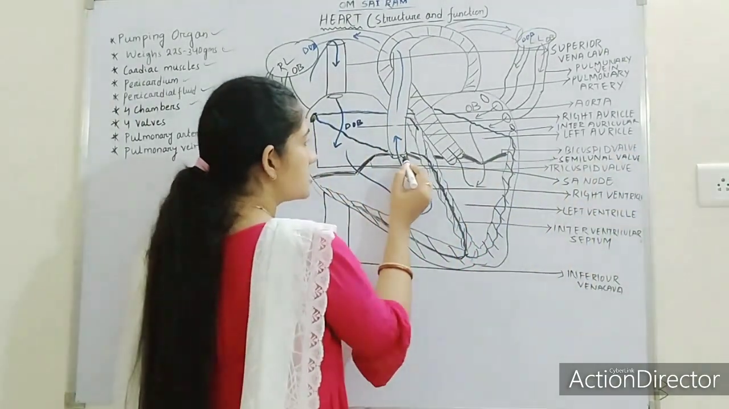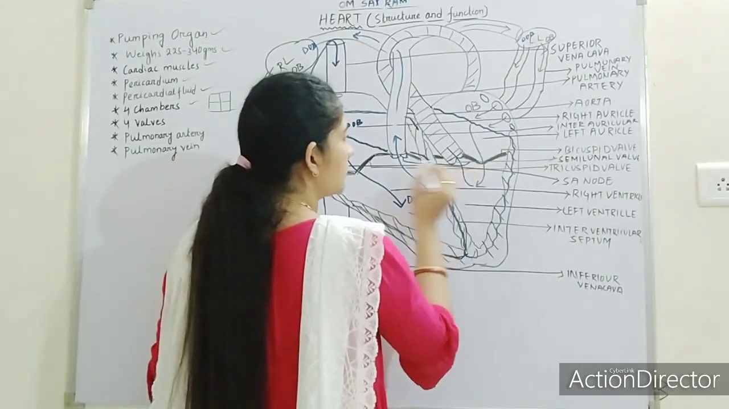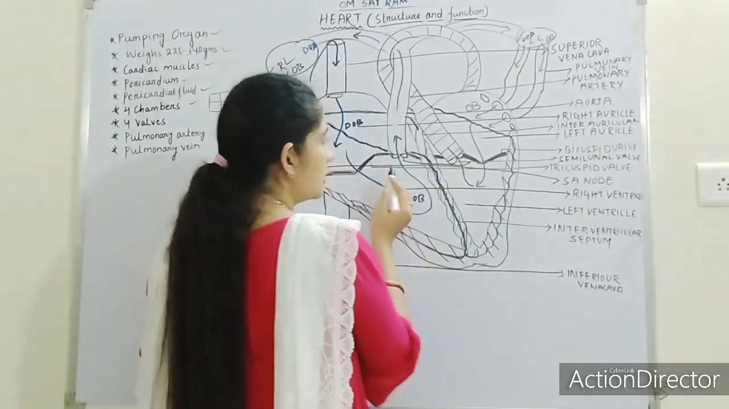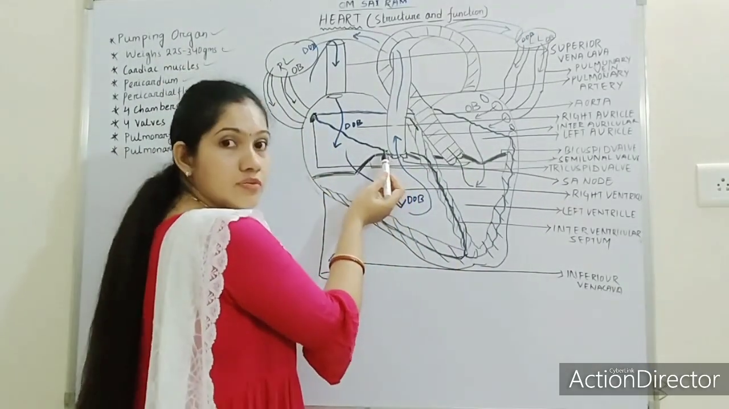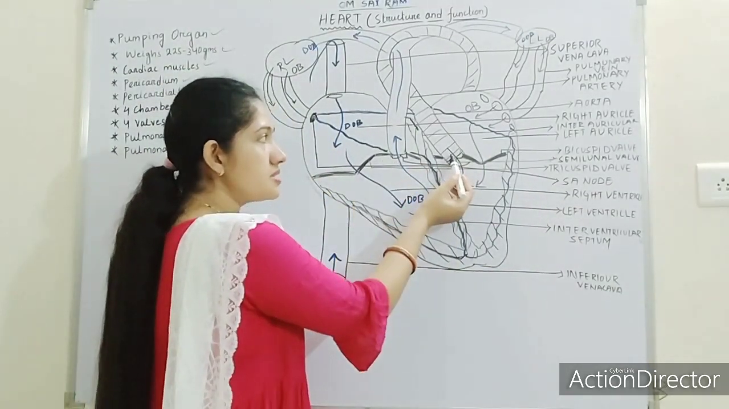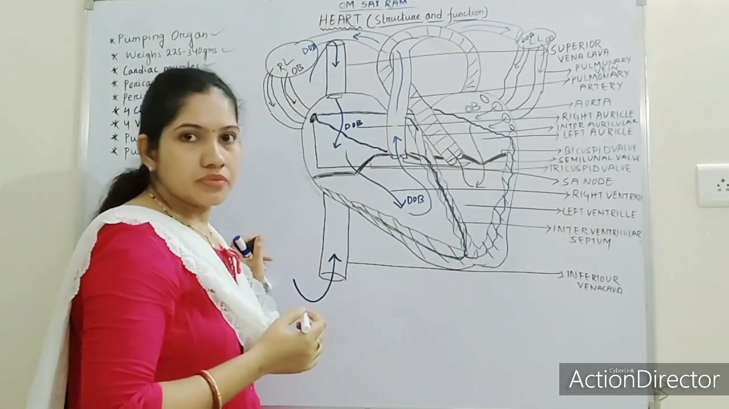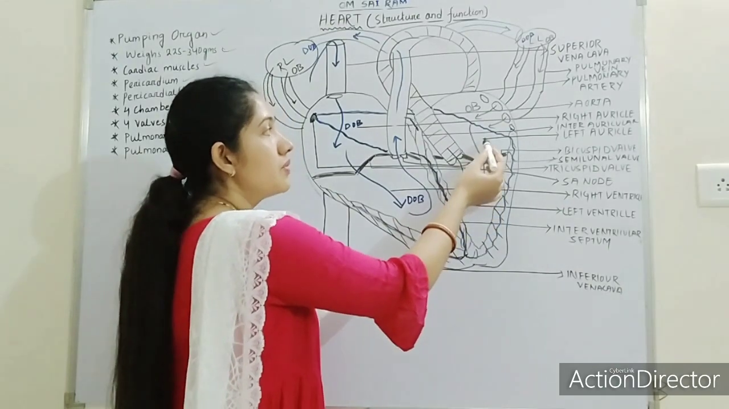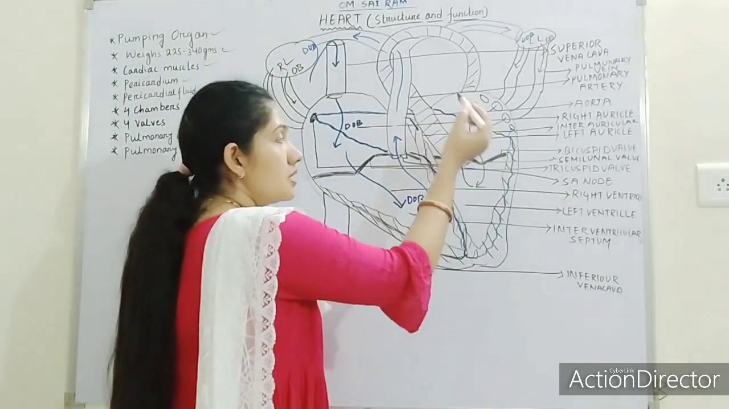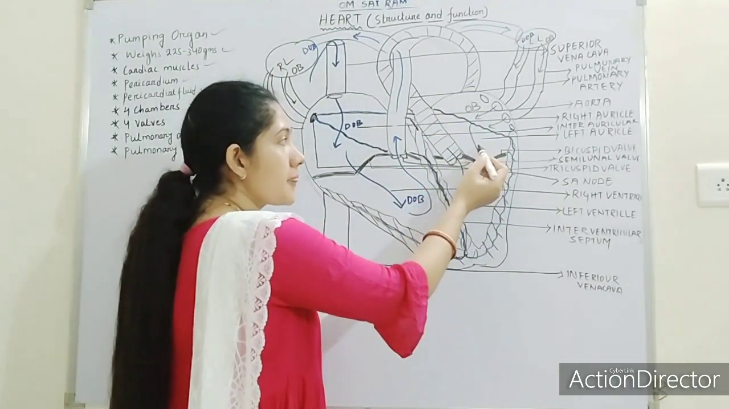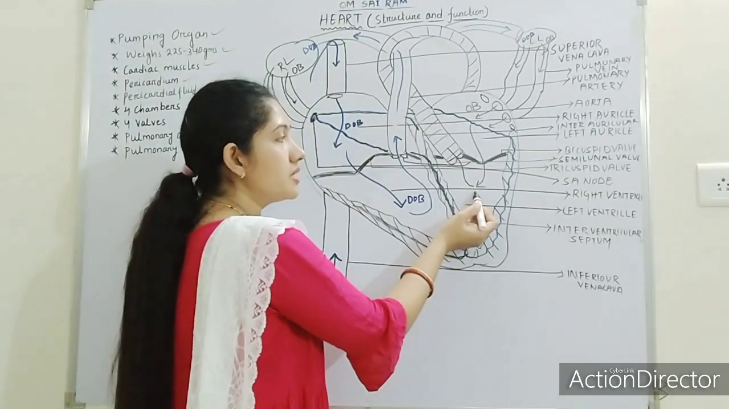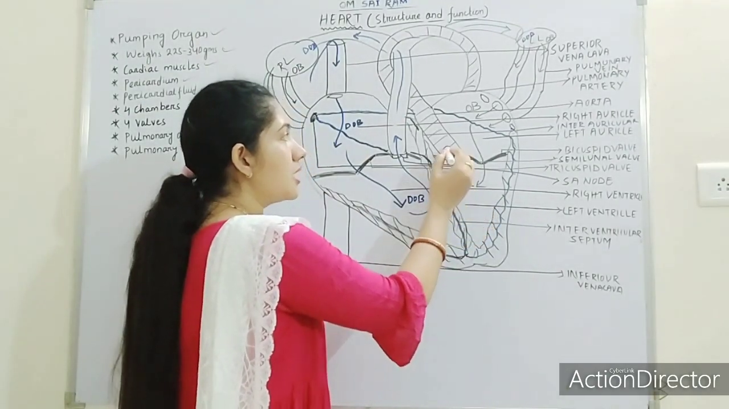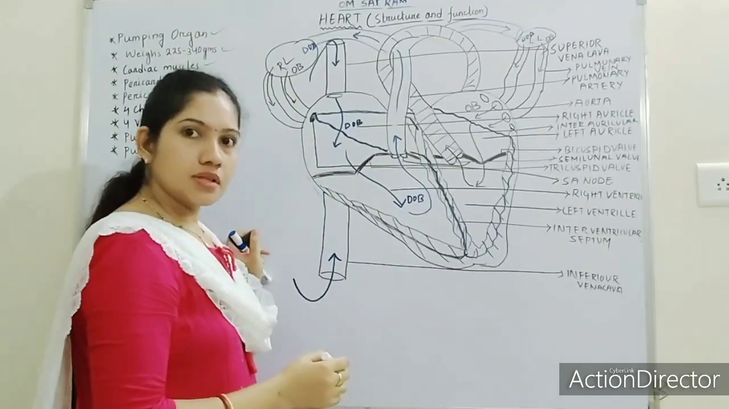Semi-lunar valve. This is also a semi-lunar valve. This is the semi-lunar valve of the pulmonary artery. This is the semi-lunar valve of the aorta. Here, after gaining the oxygenated blood from the left auricle, the left ventricle will pump the blood up to the aorta.